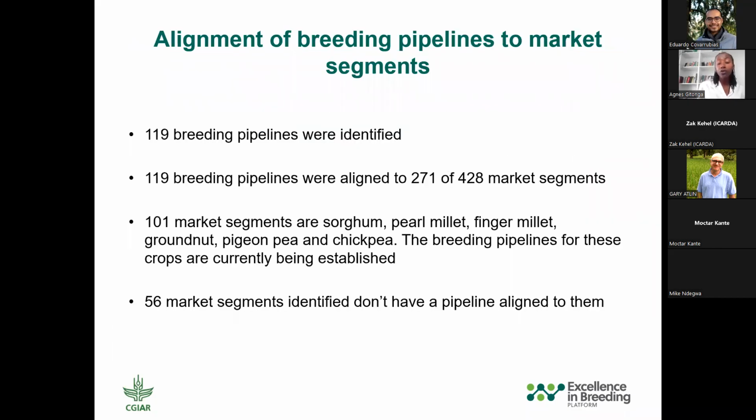So far, we've been able to identify 119 breeding pipelines that have been identified and scoped. However, we also have 101 market segments under sorghum, pearl, finger millet, and these are the crops that were being handled by ICRISAT and going forward will be handled by CIMIT. And therefore, these are also market segments that we will need to look at in terms of aligning them with breeding pipelines.